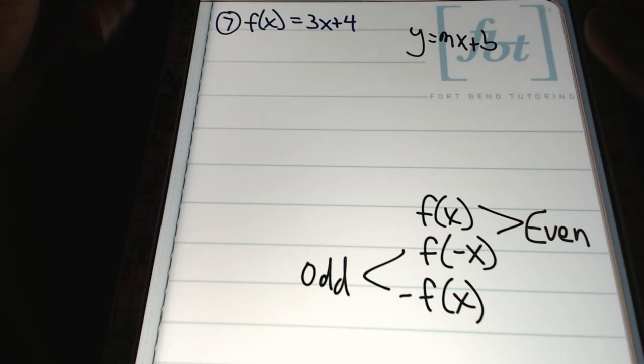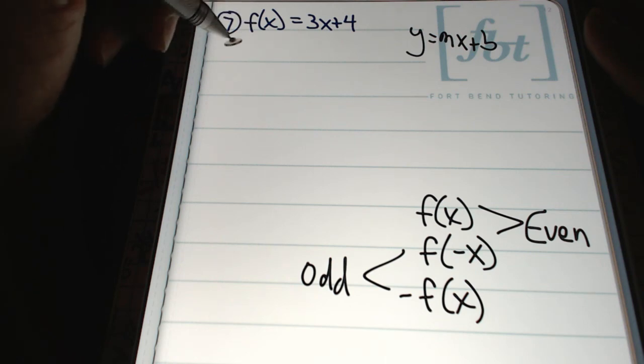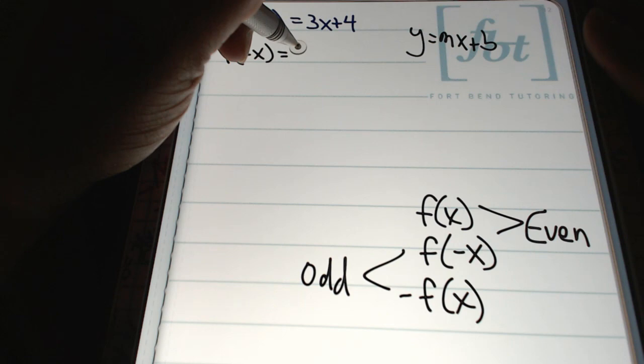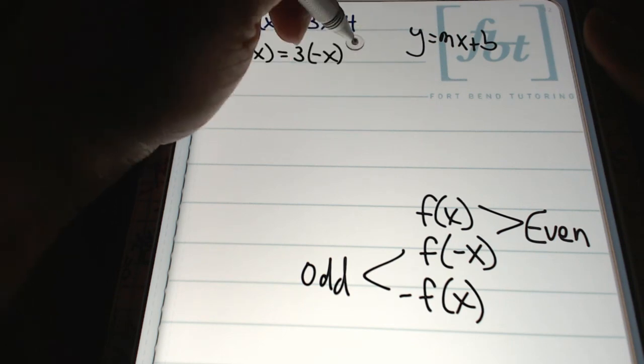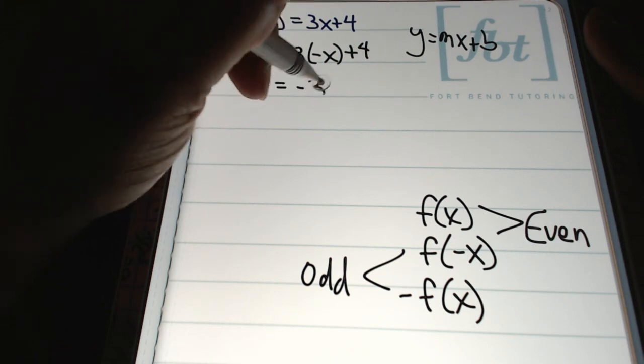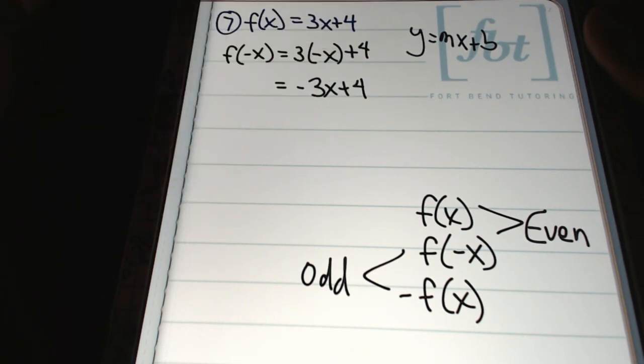All right, so here on problem number 7, let's go ahead and do this even and odd test on this linear function. Thank you, Lewis. We'll have f of negative x. We'll end up with 3 times negative x plus 4. When you simplify this, guys, you'll end up with negative 3x plus 4, which is the simplification of plugging it in.